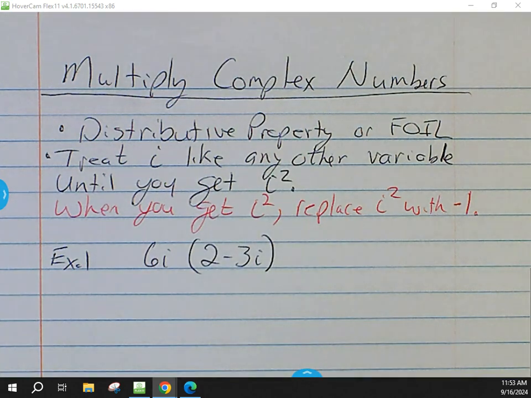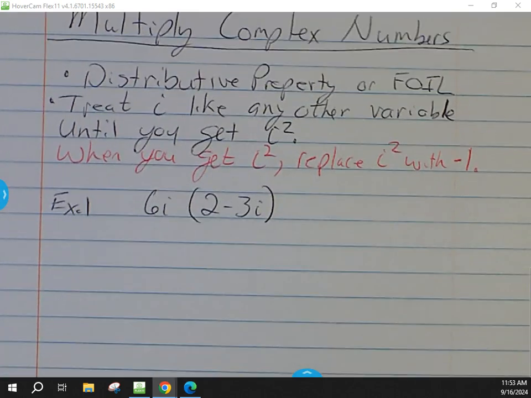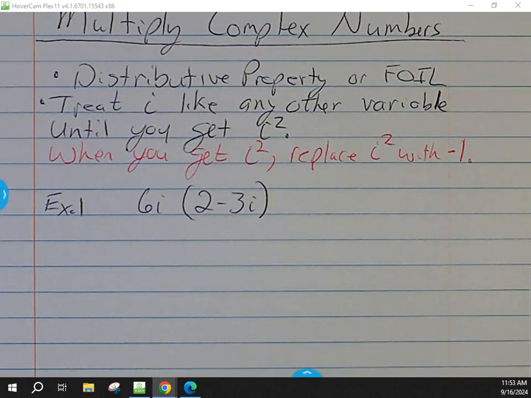Okay, so here we go. Here's the first one. We're going to do 6i times 2 minus 3i. For this one, starting off with just a distributive property, we'll move up to the full method on the next problem.